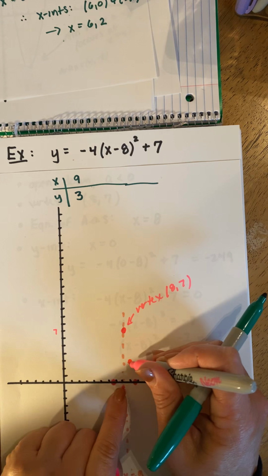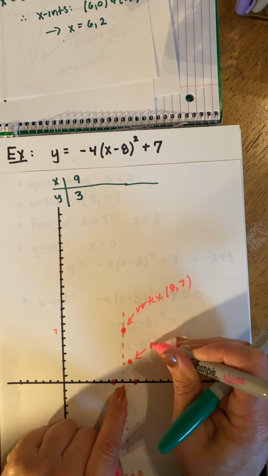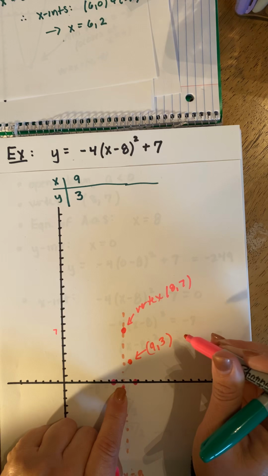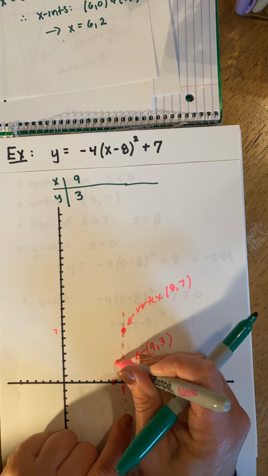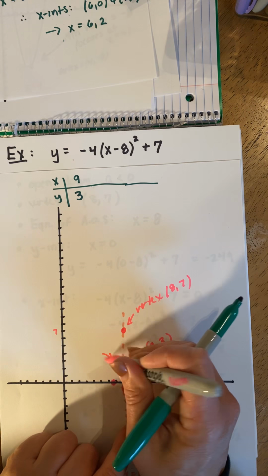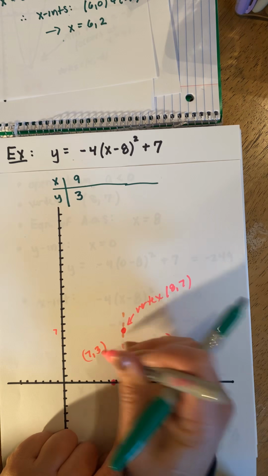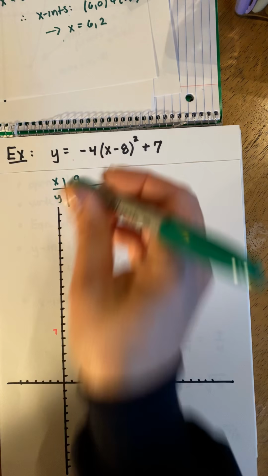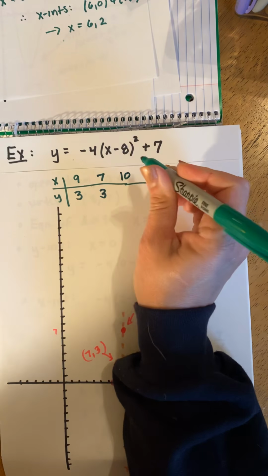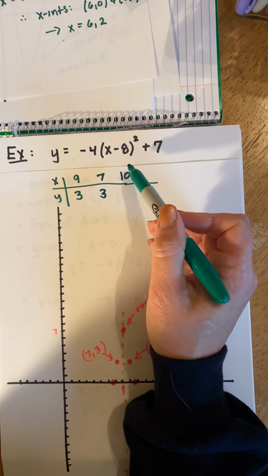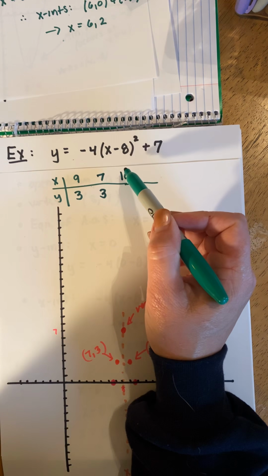So now this 9, 3 is 1 unit to the right of the axis of symmetry. So if I go 1 unit to the left, I know that that's also a point. So that's going to be the 7, 3. And I promise if you put 7 in here, your output will be 3. Now I'm going to move over. I'm going to try 10. Sticking close to the vertex when it's in this form makes it really nice, gives you nice output.